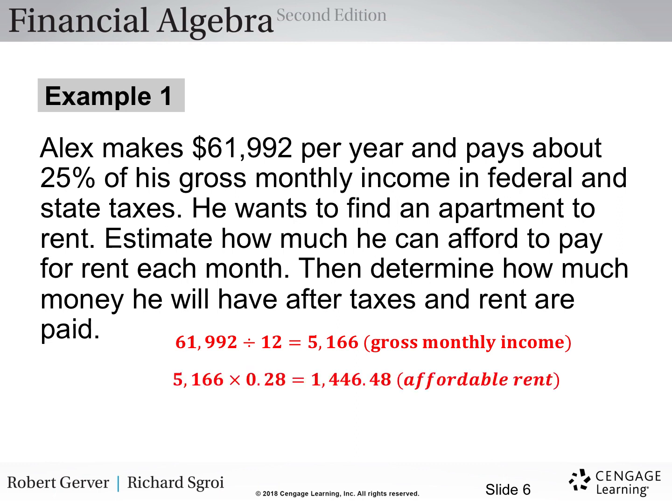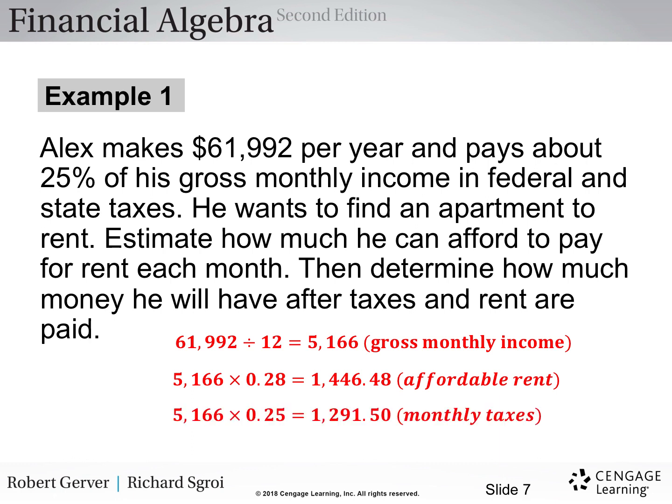Now, the rule of thumb for affordable rent is to take 25 to 30% of your gross monthly income and set that aside for rent. Well, in this case, we're going to go halfway between, and we're going to say, what is 28% of his gross monthly income? So if we multiply 5,166 times 0.28, we come out with $1,446.48 as his affordable rent. This is how much he can afford to spend on rent.